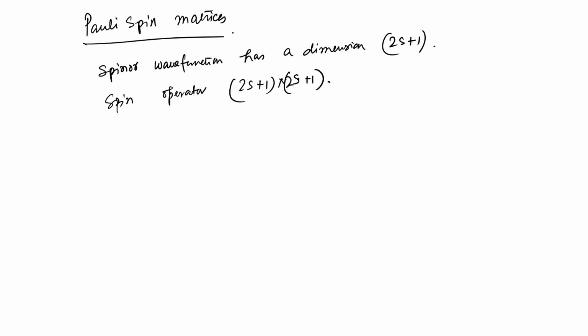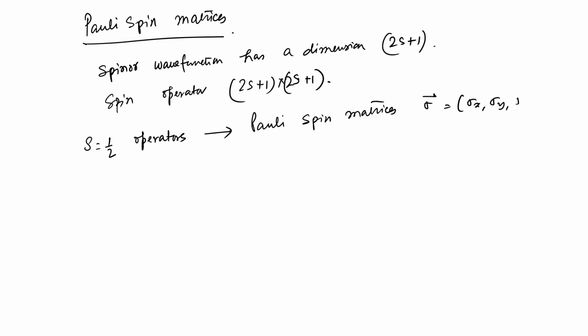For s equal to 1, we have a 3 component wave function, and we have a 3 cross 3 operator whose eigenvalues are going to be the eigenvalues for the spin operator, and the eigenfunctions are called the spinor eigenfunctions. What is important in this context are the s equal to half operators, and these operators are known as Pauli spin matrices. They are in general denoted by sigma. So sigma has 3 components, sigma x, sigma y and sigma z.